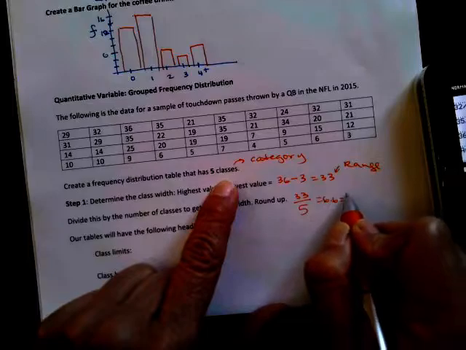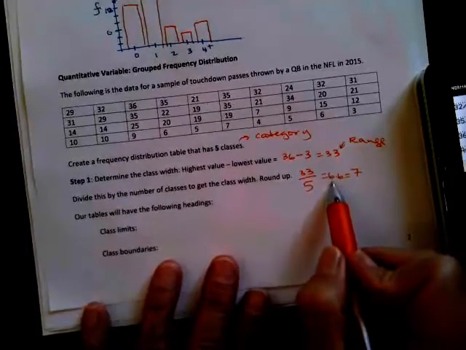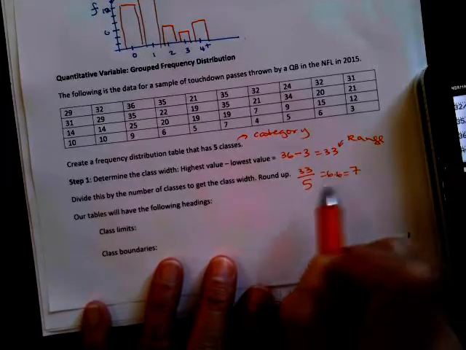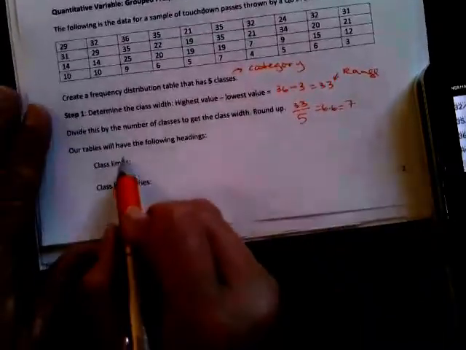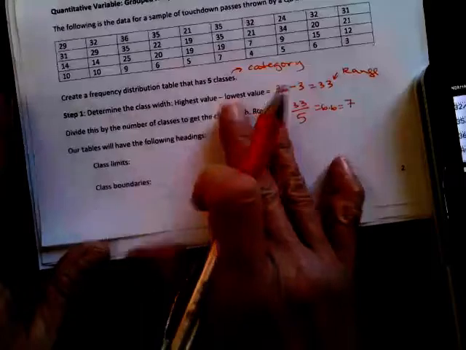And then we're going to round up to 7. So we always round up. Okay, even if this would have been 6.2, we're going to round up to 7 to get our class widths. Our tables will have the following headings. So limits, boundaries.